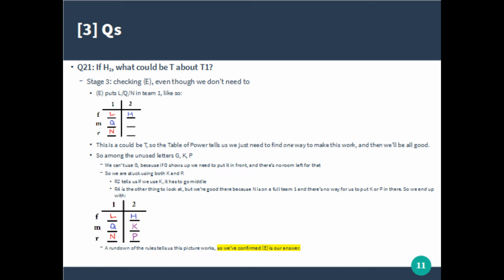So we have to do that. So to consider where we're going to put K, Rule 2 tells us, interestingly, that if we use K, it has to go in a middle slot.